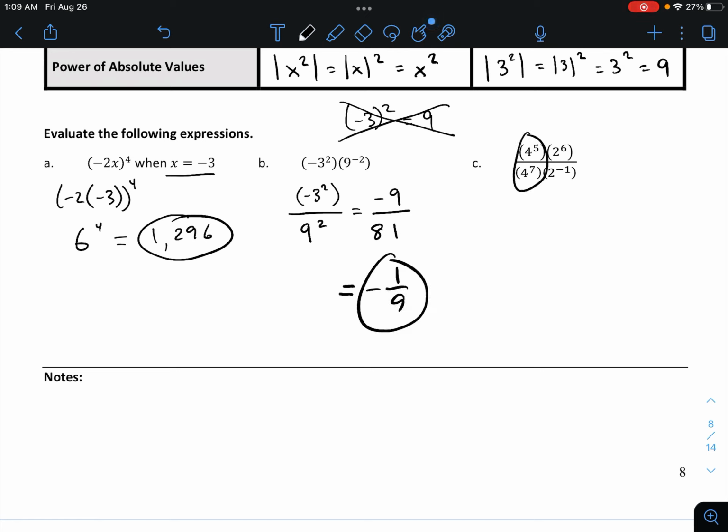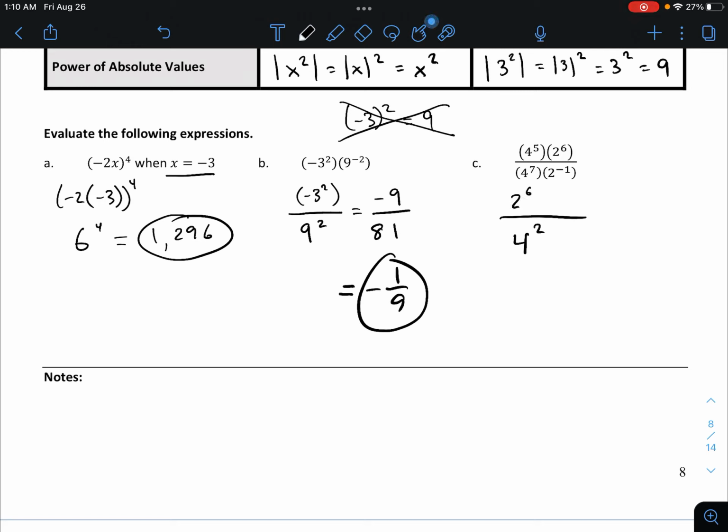All right, and then letter C, I would look at our 4s and then separately look at our 2s, all right? So if I look at the exponents, the rule is I have to subtract them, right? And I like to think of it as, well, I have 2 more 4s on the bottom. So I'm going to have an extra 4 squared on the bottom. And then when I look at my exponents with base of 2, I know that this exponent of negative 1 wants to become positive, so it's going to move to the numerator.